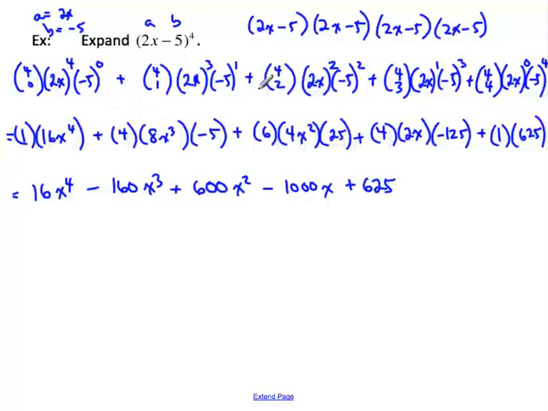So we've been able to use the pattern that we established earlier to expand that without going through this long and kind of error-prone foiling process.